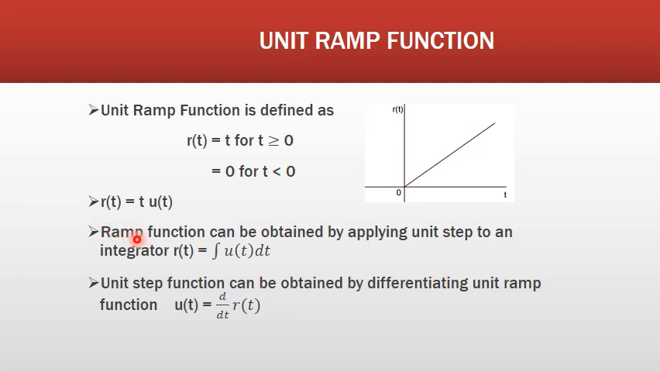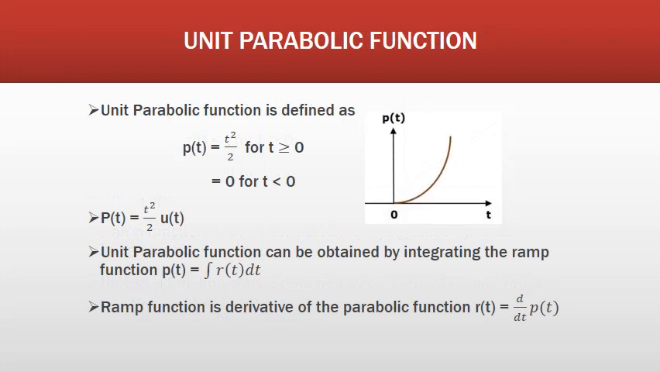Ramp function can also be obtained by applying unit step to an integrator. r of t is equal to integral of u of t dt. We know that u of t is equal to 1 and integration of 1 with respect to t is t, that is ramp signal. And by differentiating unit ramp, we will get unit step. u of t is equal to d by dt of r of t. We know that r of t is t, so dt by dt is equal to 1, which is unit step u of t.